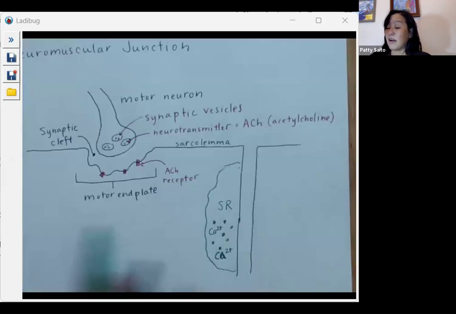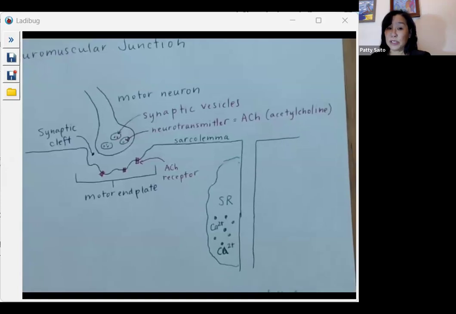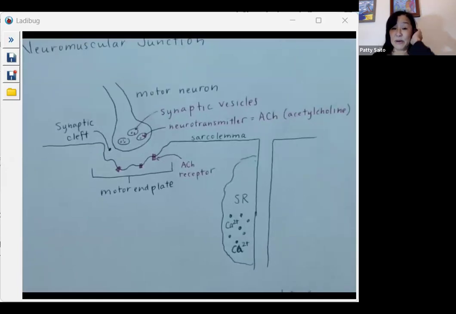All our myofibrils are inside here. And so, this is inside the muscle fiber, the muscle cell. All right. So we have to know our parts in order to talk about muscle contraction, because now that's the next thing we're going to do.